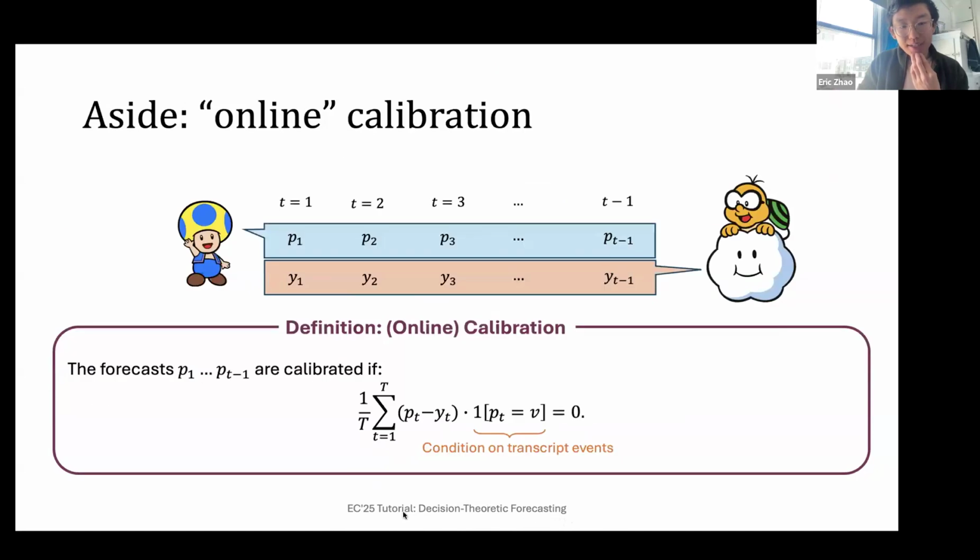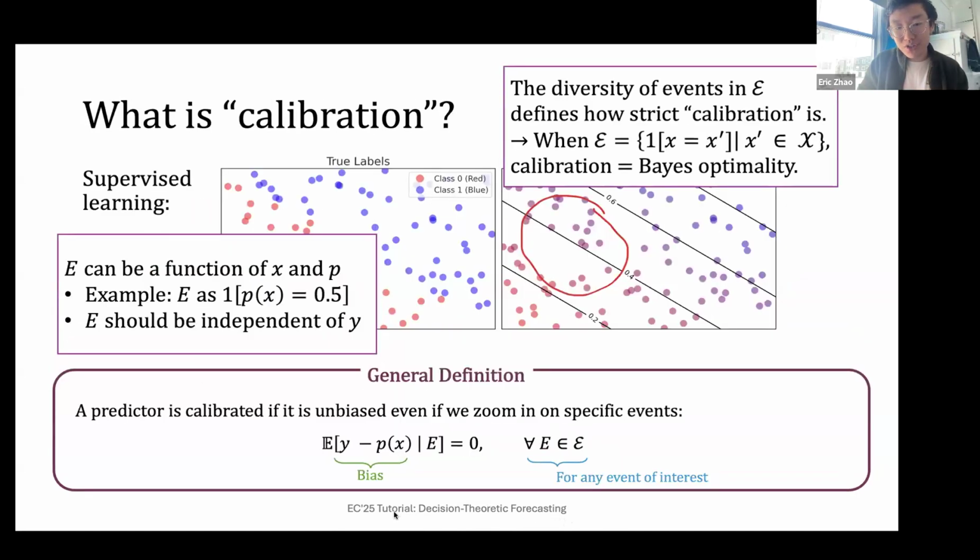You can go from online calibration to a batch calibration definition, but again, it'll look a bit unnatural, just because of a lack of linearity.